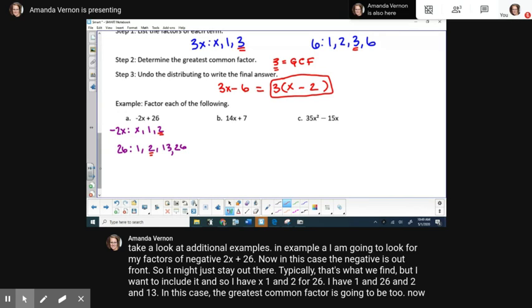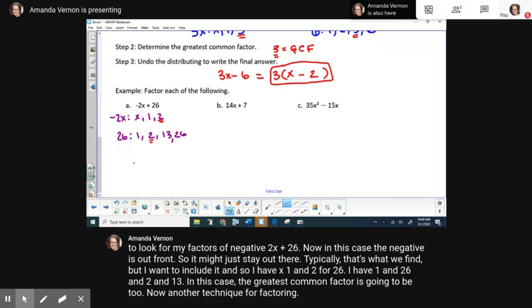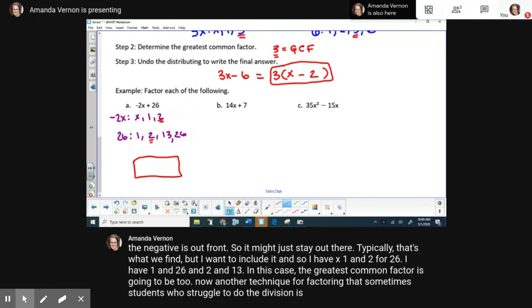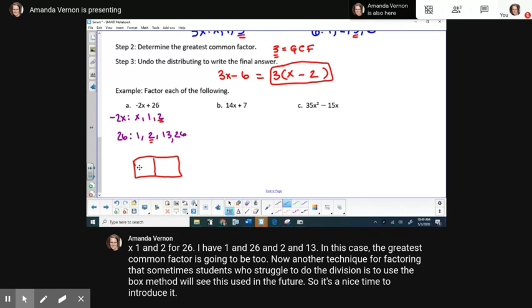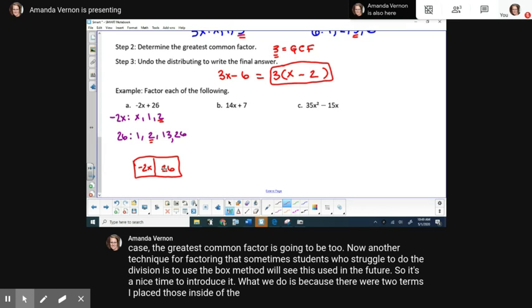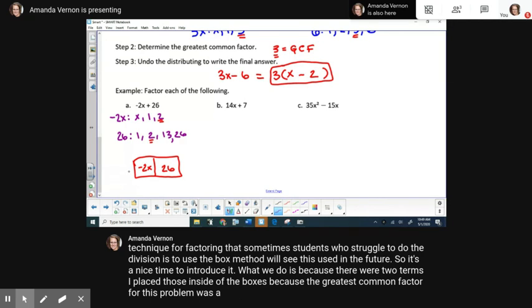Now, another technique for factoring that sometimes students who struggle to do the division is to use the box method. We'll see this used in the future, so it's a nice time to introduce it. What we do is, because there were 2 terms, I place those inside of the boxes. And because the greatest common factor for this problem was a 2, I place it outside of the box.